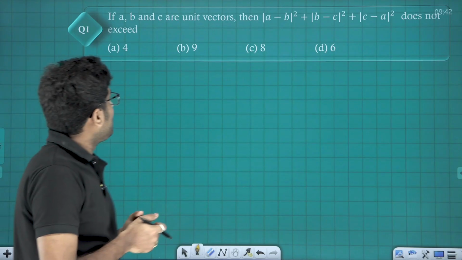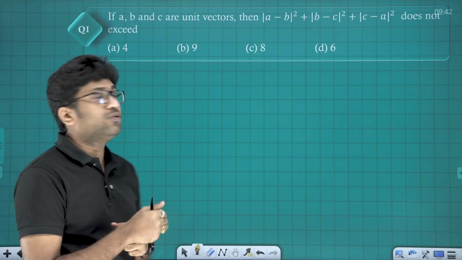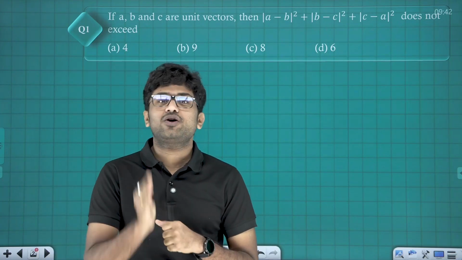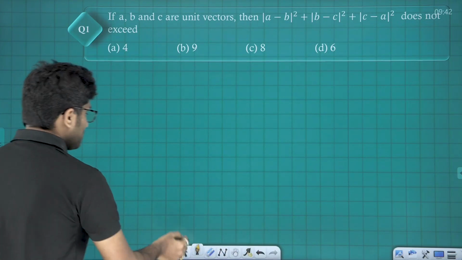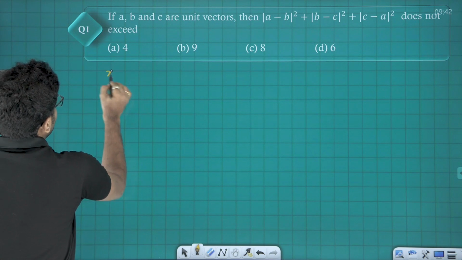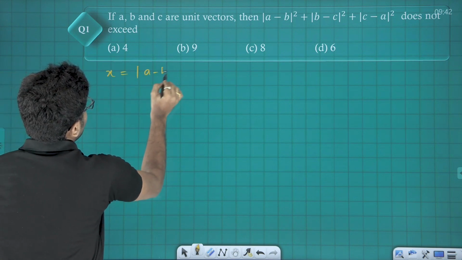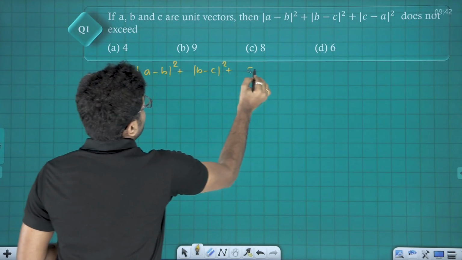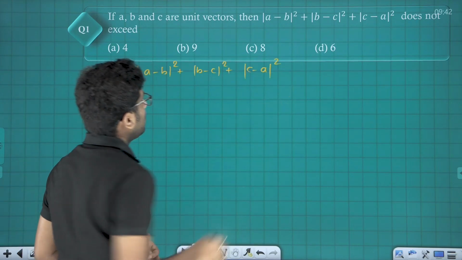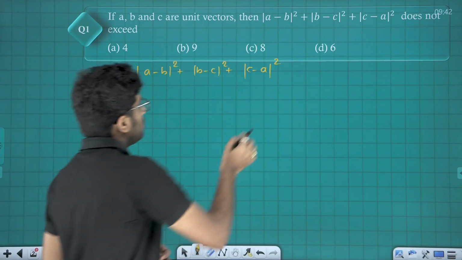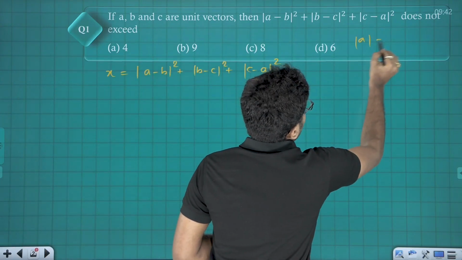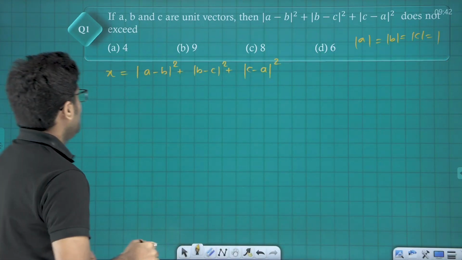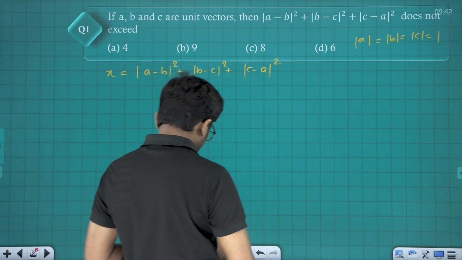If a, b, c are 3 unit vectors, then the value of mod of a minus b whole square plus mod of b minus c whole square plus mod of c minus a whole square does not exceed. So let's take this particular value as some x, friends. Now x is equal to mod of a minus b whole square plus mod of b minus c whole square plus mod of c minus a whole square. These are 3 unit vectors, so the data which we know is mod a is equal to mod b is equal to mod c is 1.